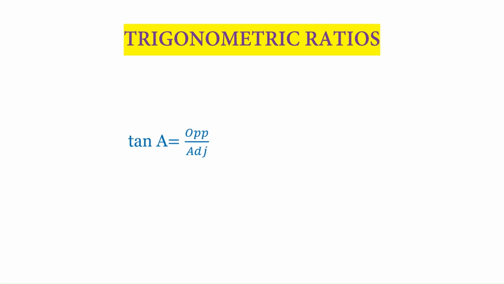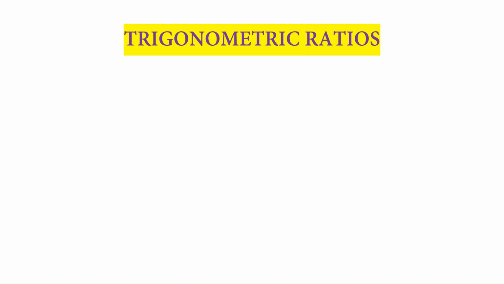Tan A is equal to opposite upon adjacent, and cot A is equal to adjacent upon opposite. Tan A and cot A are reciprocal to each other. That is, tan A equals 1 by cot A, or cot A is equal to 1 by tan A.